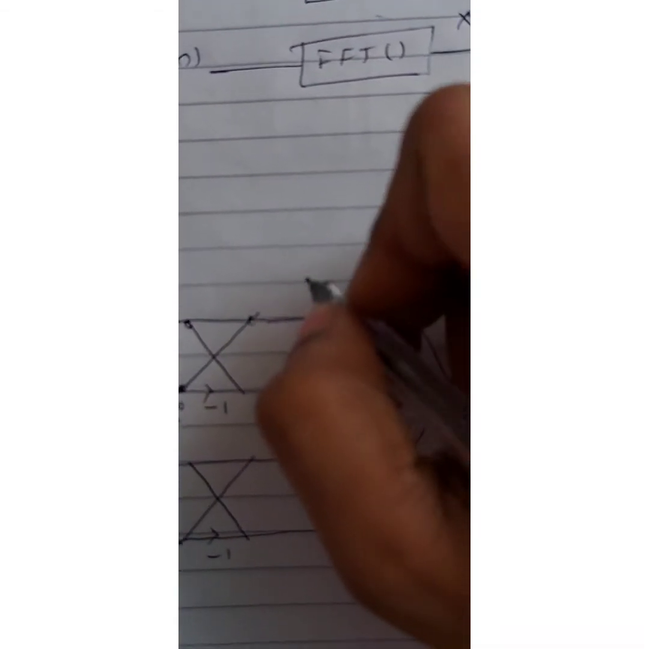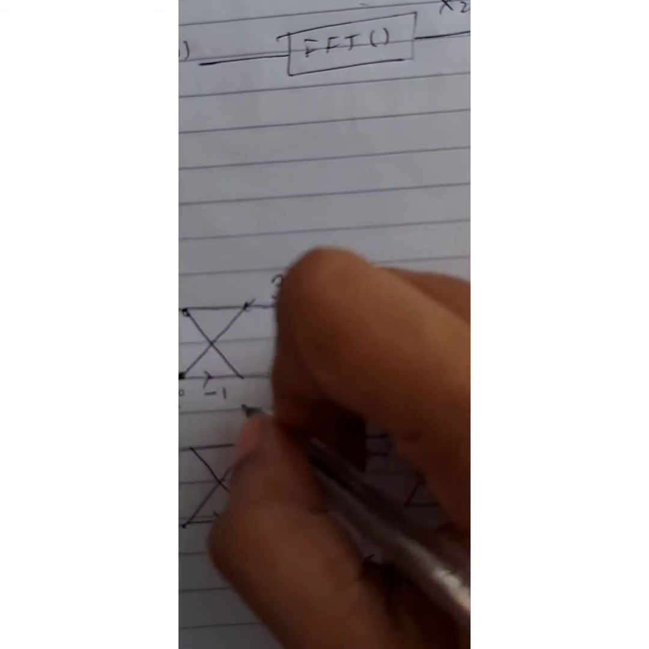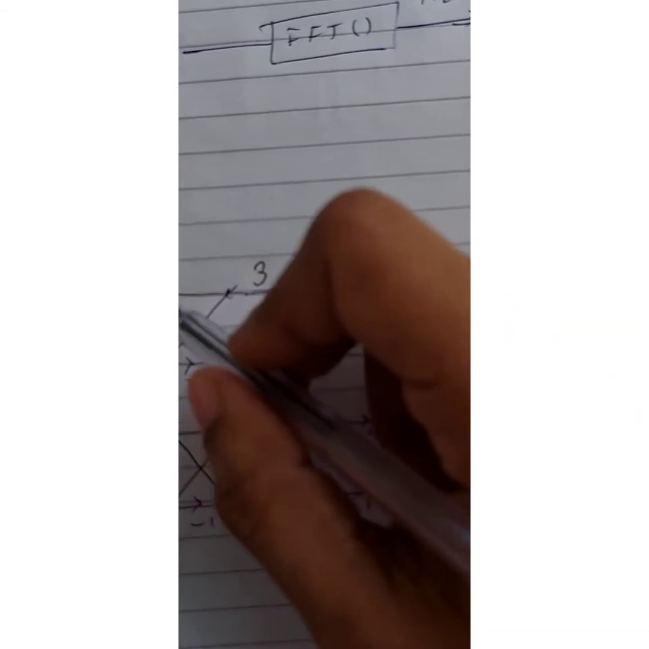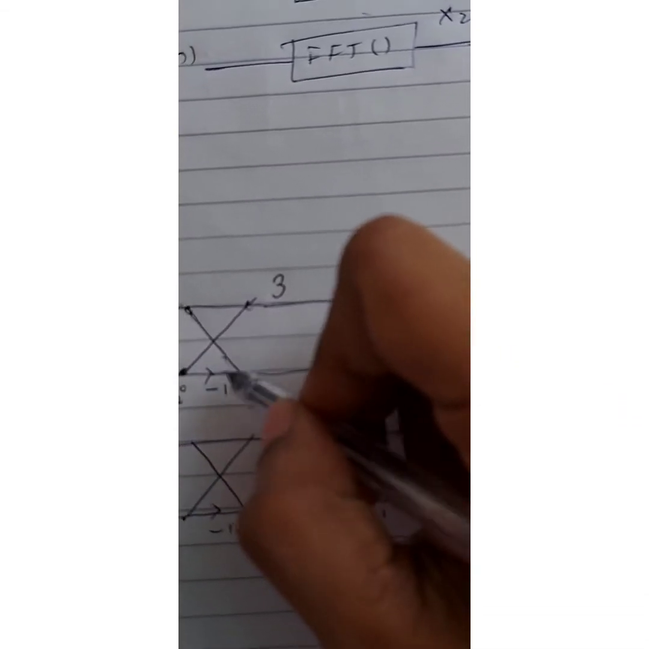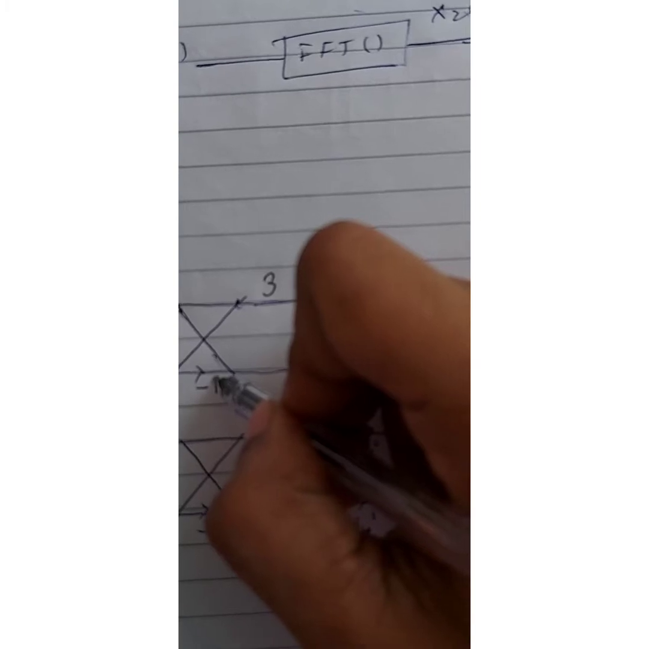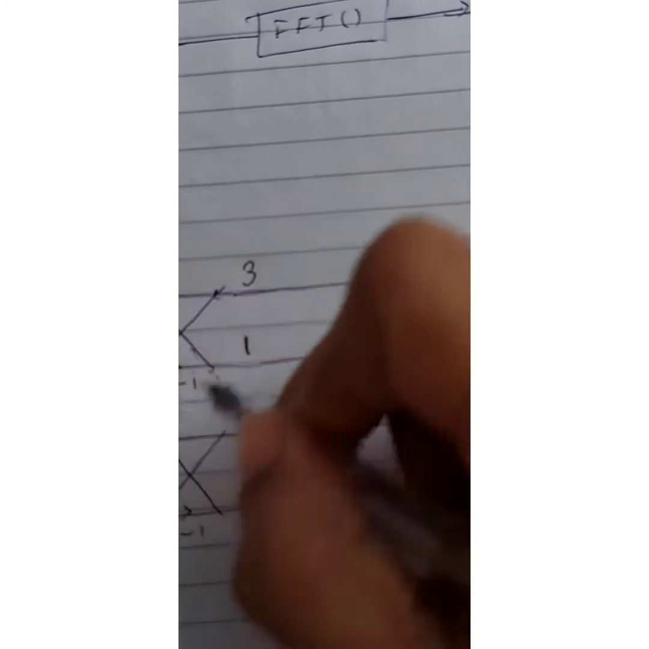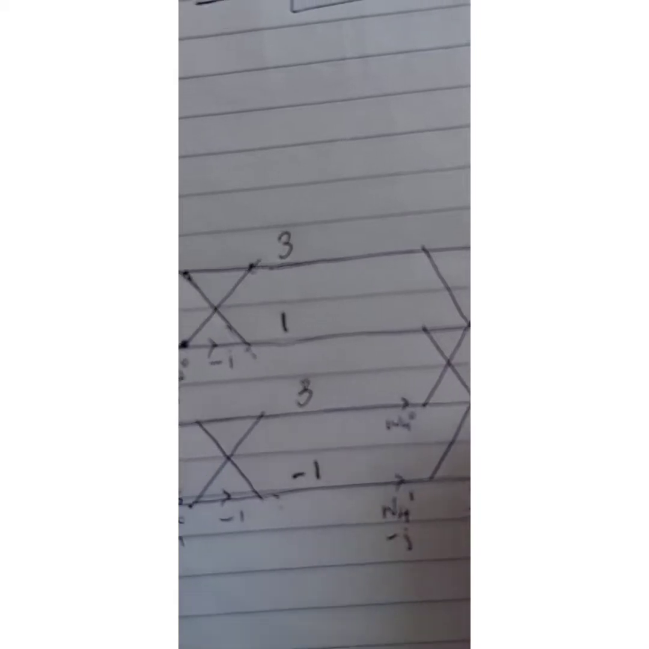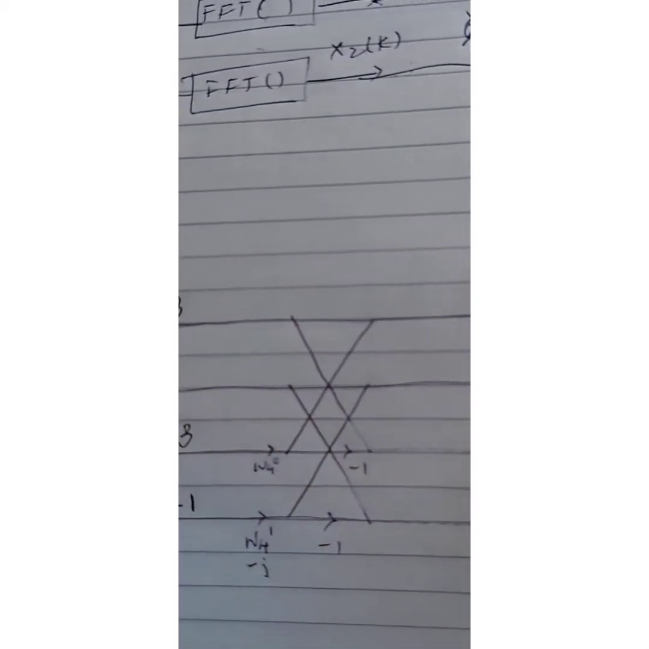Now keep doing it. So this is 2 plus 1, you get 3. Again 2 comes here. 1 into -1 is -1. 2 minus 1 is 1. Again 2 plus 1 is 3. This is 1 minus 2, is -1. So this is what I have at stage 2.